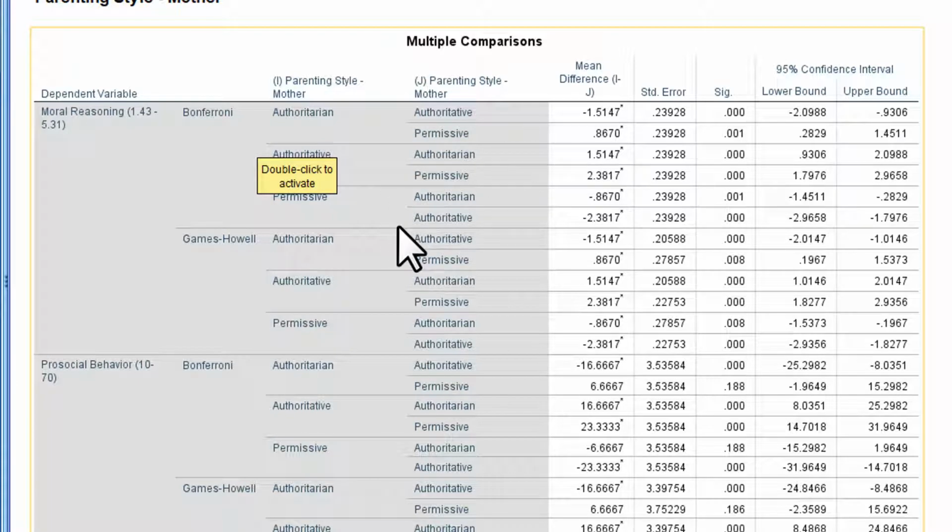In this case, let's see, for moral reasoning, we need to use Games-Howell. So that means here, authoritarian versus authoritative. Yes, it's significant. Authoritarian versus permissive. The difference is also significant. And then we have authoritative versus permissive, and the difference is also significant.